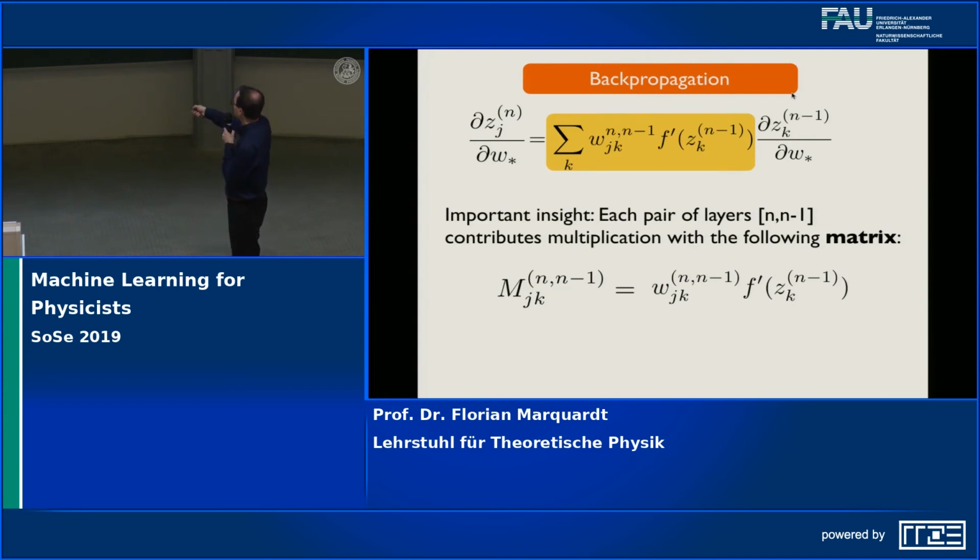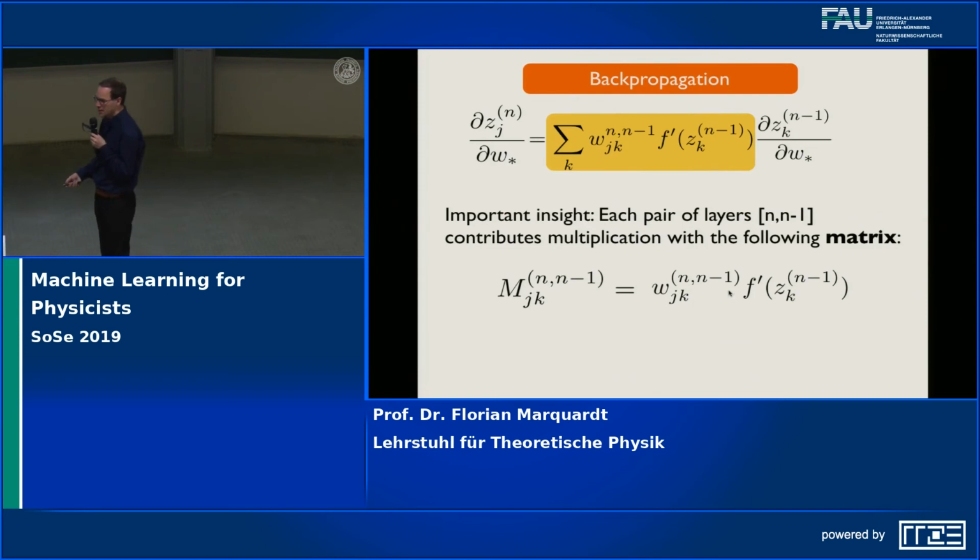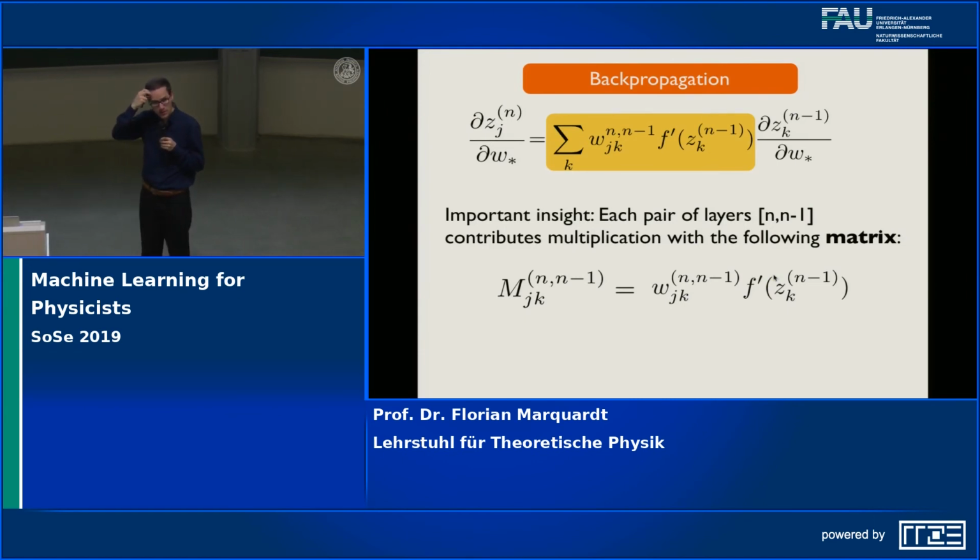And so I can get this if I define my matrix elements as exactly what's written down here, which depends on j and k. It's a little bit funny matrix. It contains the derivatives of my nonlinear function and also the weights. And it's evaluated at the current values of the neurons. So that means it actually depends on the input. It's not the same matrix every time. This matrix changes. But it's still a matrix, and it's a matrix vector multiplication.